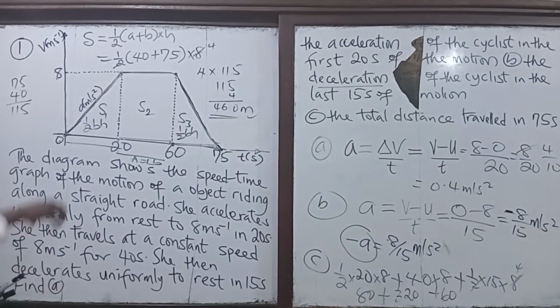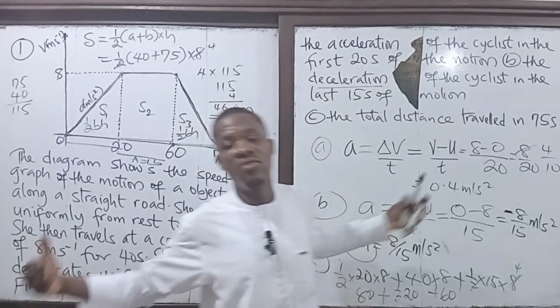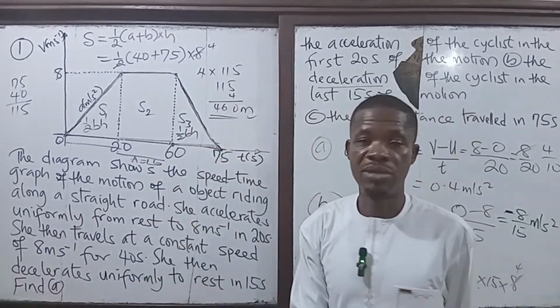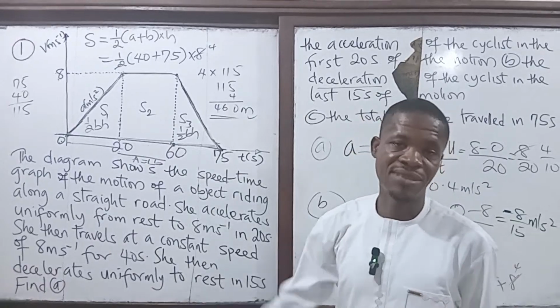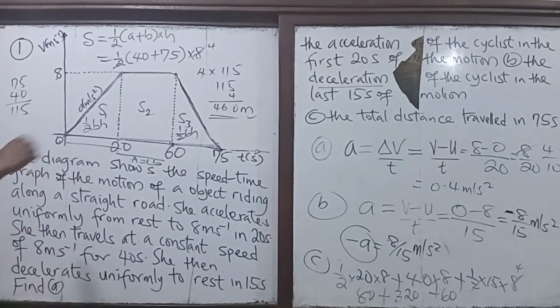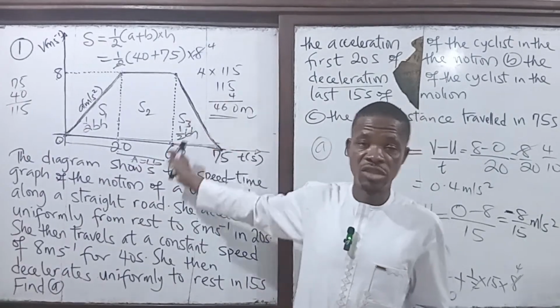You can use the area of the individual shapes and add them together, or you use straight away the area of the trapezium to get the total distance. So that's that on this question. The questions still continue, we'll go to the next question.